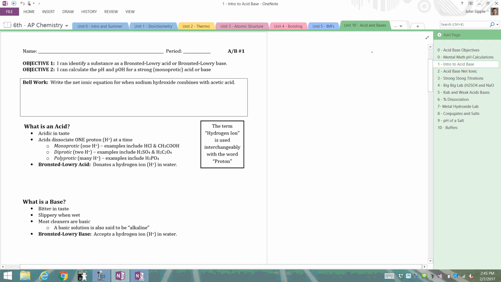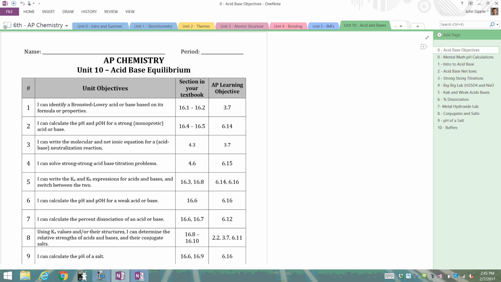Okay, ladies and gentlemen. Well, AP Chem students, I'm happy to start a new unit, as I'm sure you are. So our next unit is acids and bases. Make sure you take a look at the calendar.